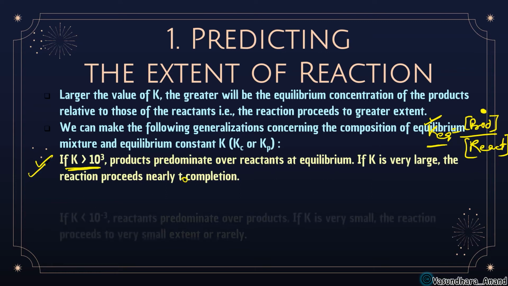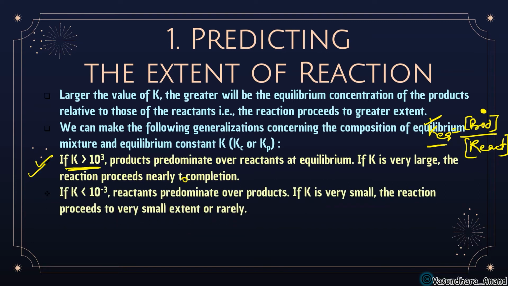If K is less than 10 to the power minus 3, that means the reaction has either just started immediately and there is a long way to go. Much of the reaction is still left to complete, so reactant will predominate over the product. That means the reaction has just started. The reaction proceeded to a very small extent or rarely. Either it cannot proceed at all, or it has just proceeded at a very small extent.